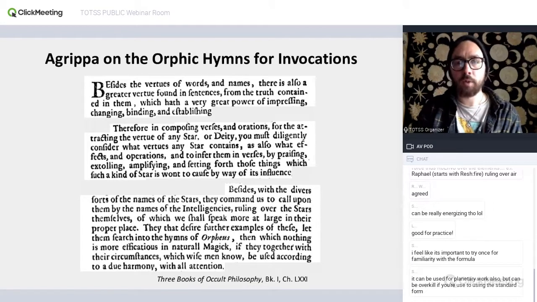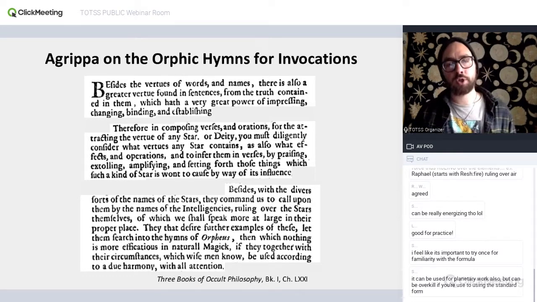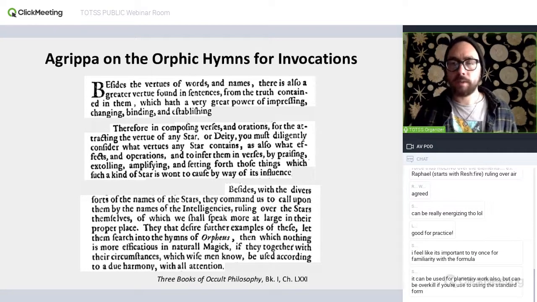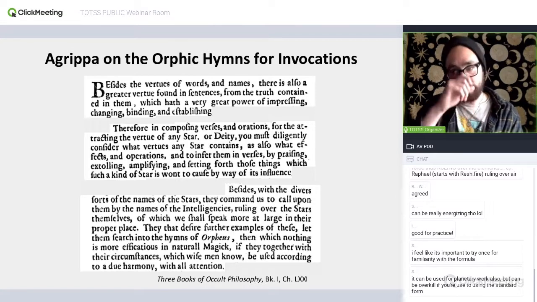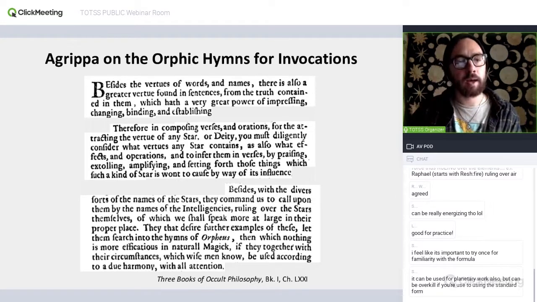All right, so I want to add one more piece here. In addition to, well, I'll just read what Agrippa says, and then I'll make some comments on it after that. All right, so this is from Heinrich Cornelius Agrippa's Three Books of Occult Philosophy. So Agrippa says, besides the virtues of words and names, and by words and names here, he's talking about exactly the types of hierarchies and divine names, and even words of power and things like that, like our Arita, the exact type of stuff that we've already been talking about.